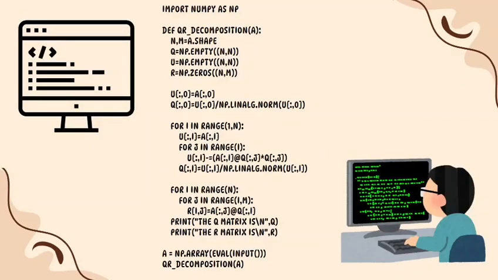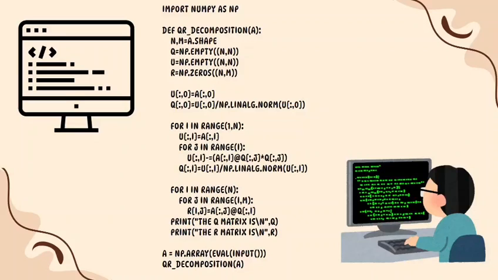So the first step is we have to import the standard library, that is NumPy, as np. Next, we are defining a function named QR decomposition, in which we are giving the A matrix as a parameter. Next, we are defining the dimension of the A matrix, that is n comma m, using the shape function.